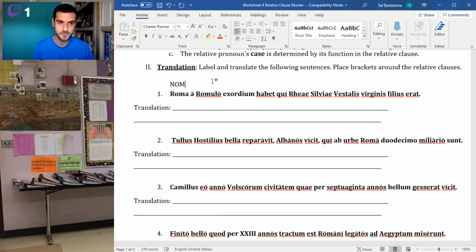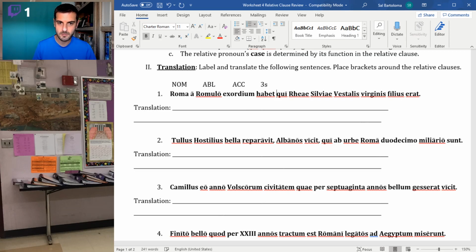So starting with our first sentence here, and this is the very first line of Eutropius. This is book 1. He says Roma, in the nominative case, a Romulo. Exordium here, a neuter noun, could be nominative, could be accusative, but Rome is definitely my subject here, so this is going to be in the accusative case. Right? And then we have our verb habet. Third singular, right?